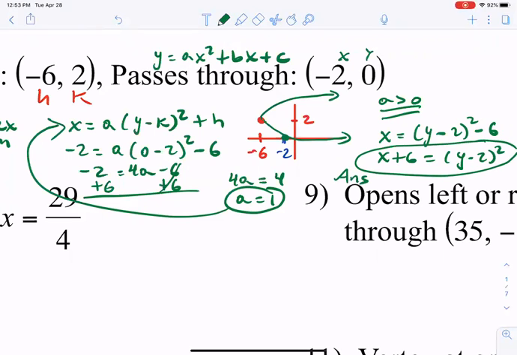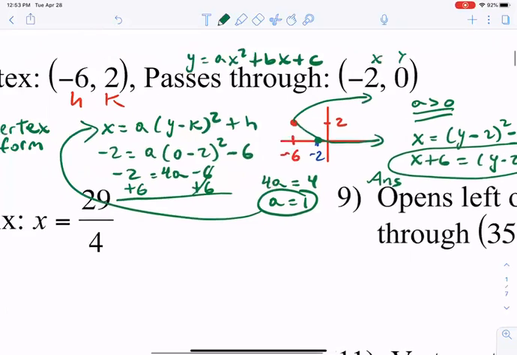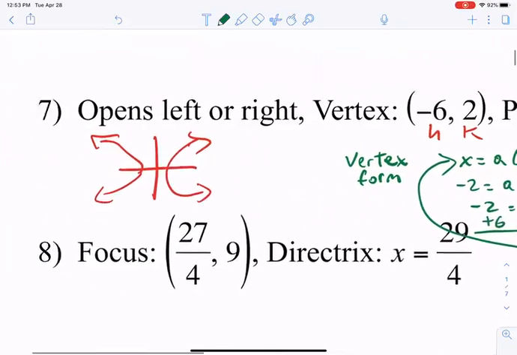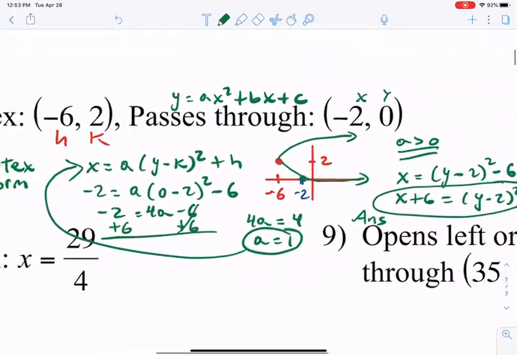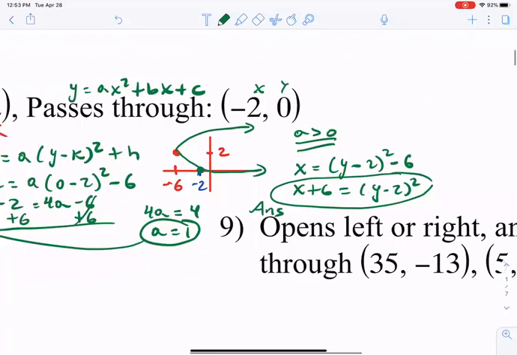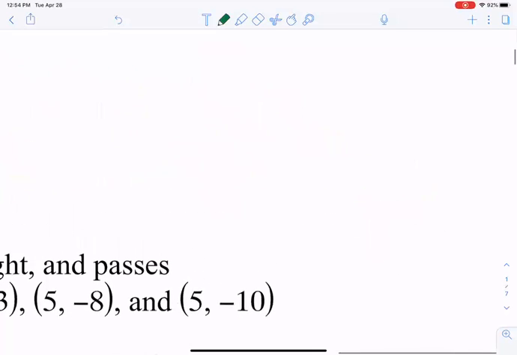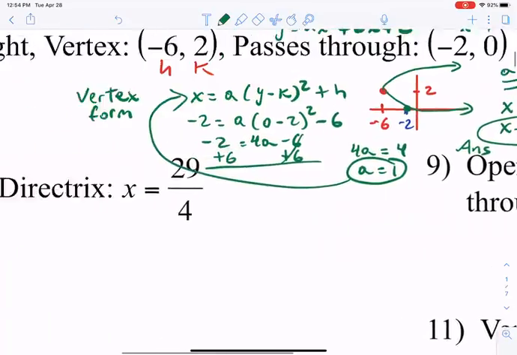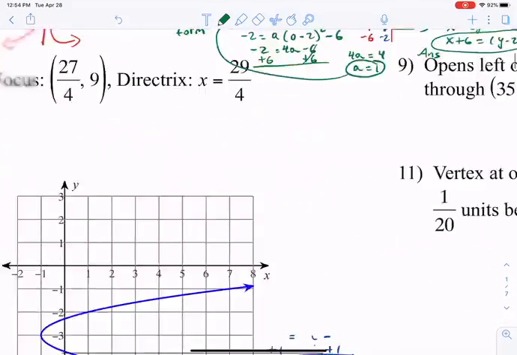And as I said before, I give you this in the answer key, and that was problem number 7. So it's indeed x plus 6 equals y minus 2 squared. That's right. Okay, so let's do more problems. So that was number 7. Now let's try to do number 8.